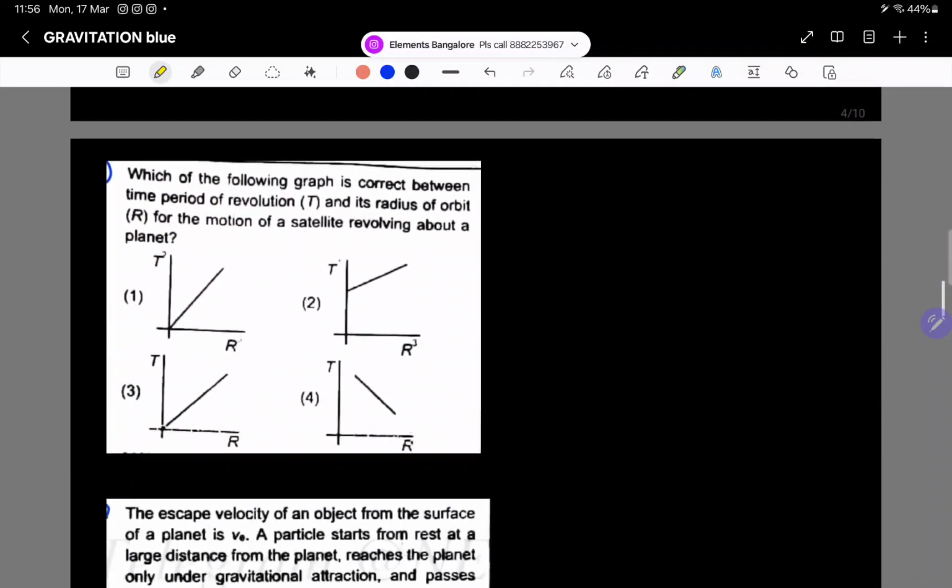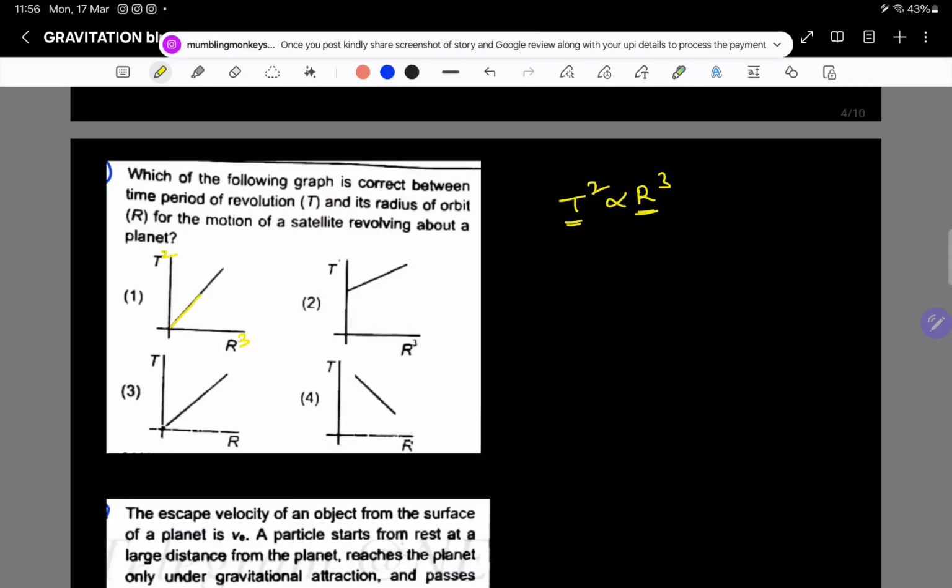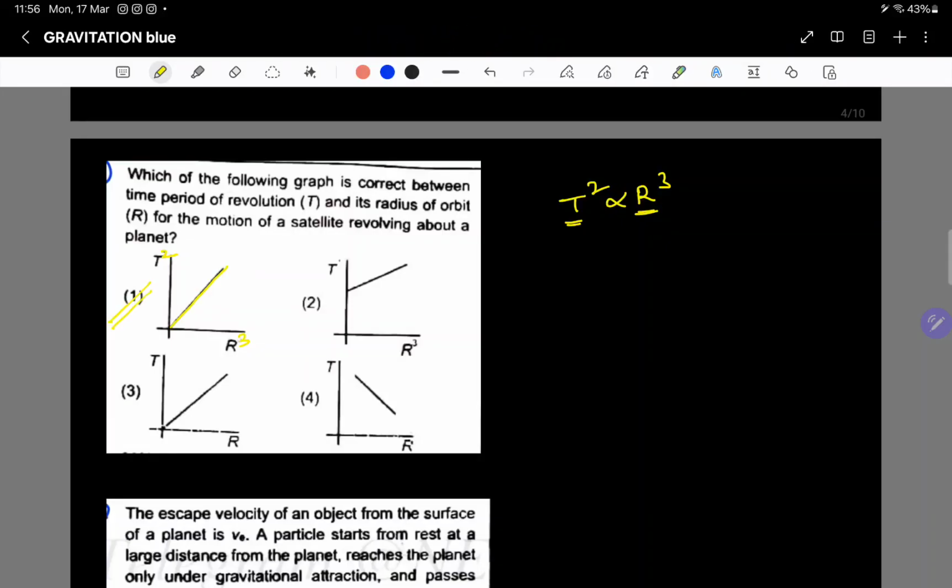Next. Which of the following graphs is correct between time period of revolution and radius of the orbit? You know very well, students, Kepler's third law. T square is directly proportional to R cube. Directly proportional means a straight line, students. Here it is T square, here it is R cube. T square directly proportional to R cube means a straight line passing through the origin. Only the first option is correct.